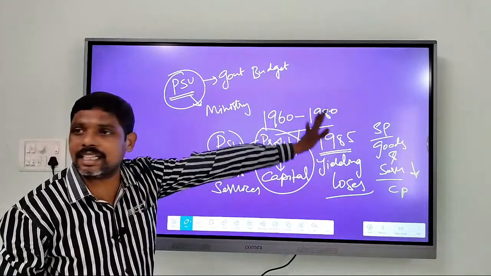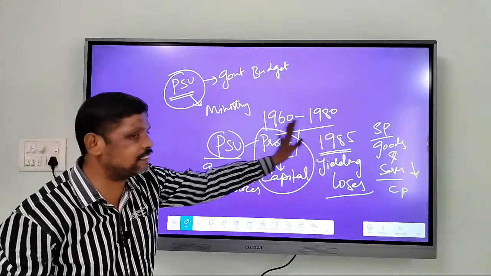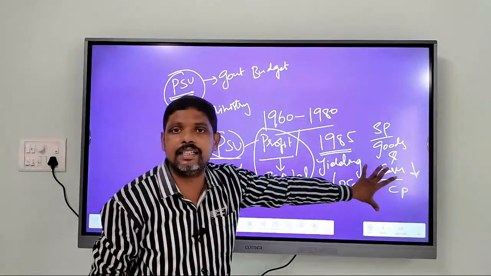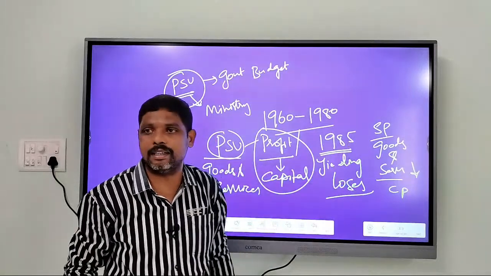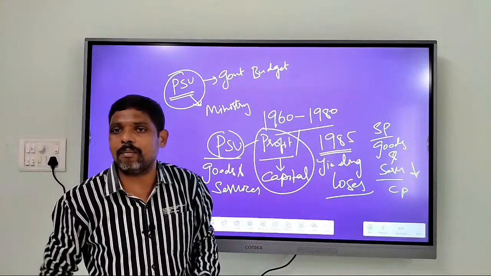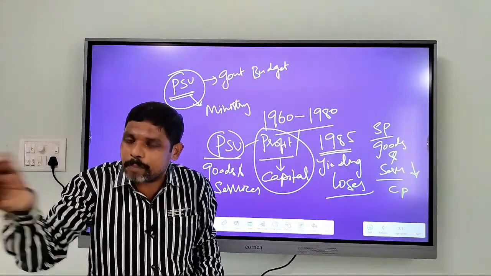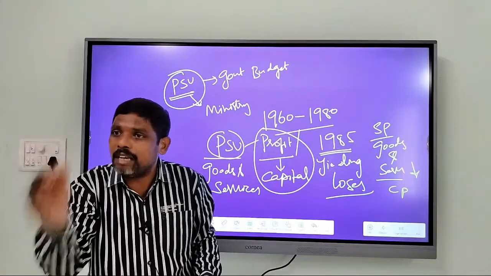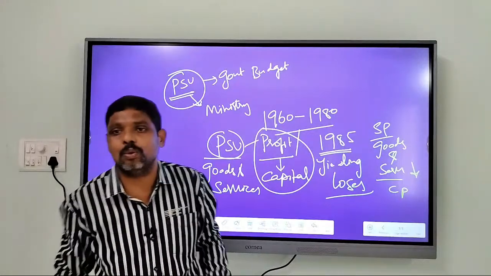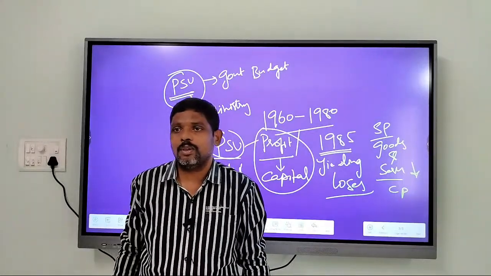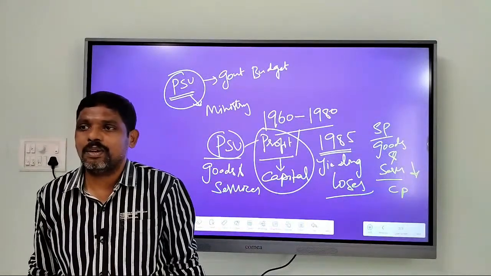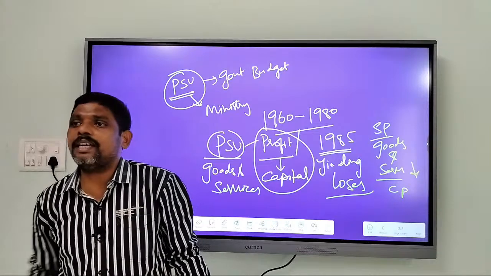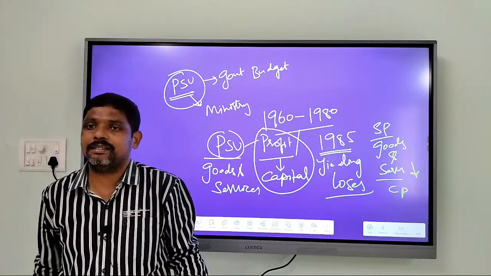But what was the result? The result is it yielded losses. It has become a burden. Now when there is a burden on the government, should the government bear this burden or should the government leave this burden? What to do? If there is an increased burden, what will you do? Will you keep on bearing this burden or will you try to leave that burden?